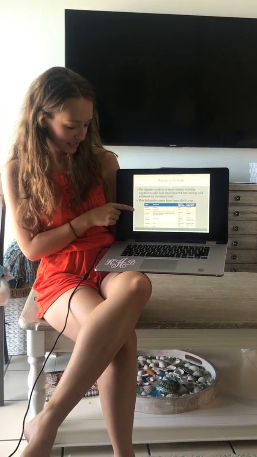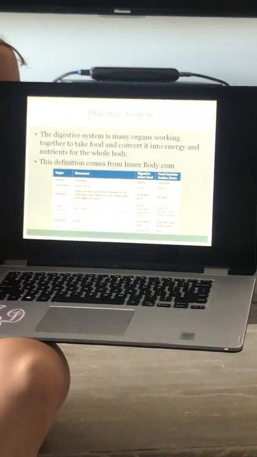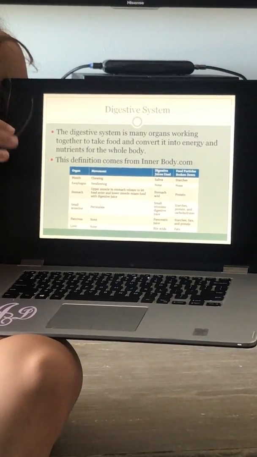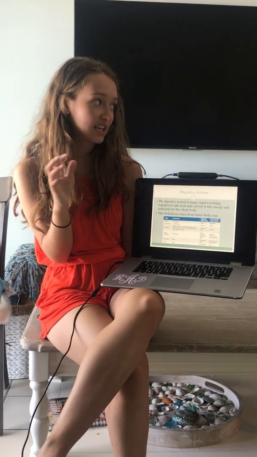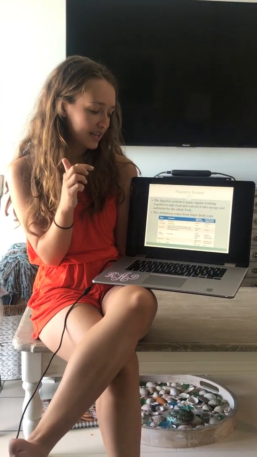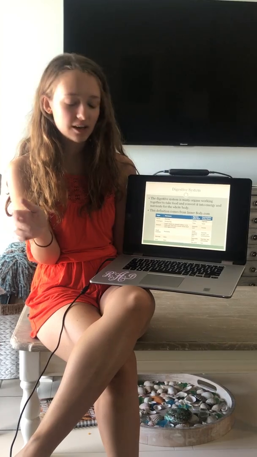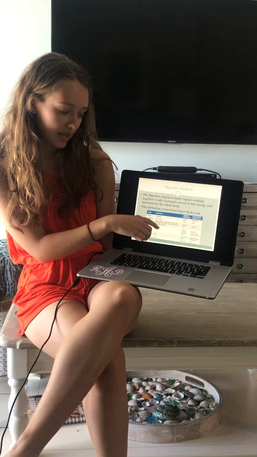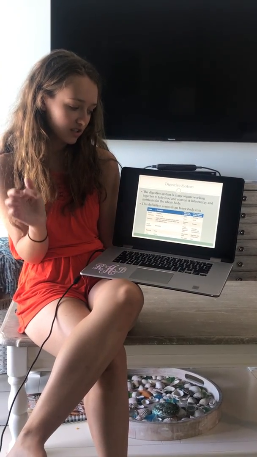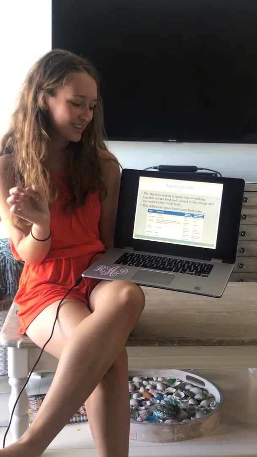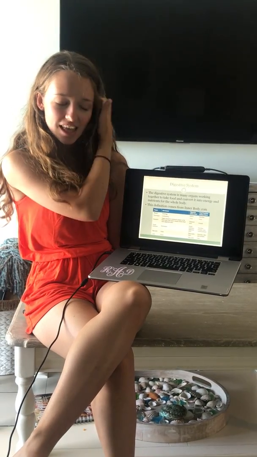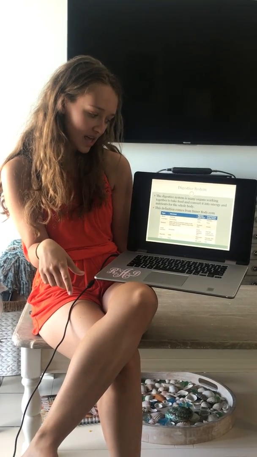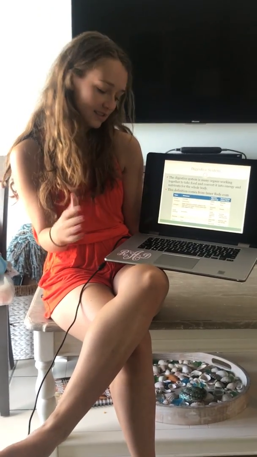Okay, so this chart, if you can see it, goes through the organs that the digestive system goes through, and it talks about what movement takes place, and it also talks about the digestive juices that are used and the food particles that are broken down. So for example, it talks about the mouth, and the movement is chewing, and the digestive juices used are saliva, and the food particles that are broken down are the starches. And then the next one is esophagus, and the movement is swallowing, and then the stomach, and so on.